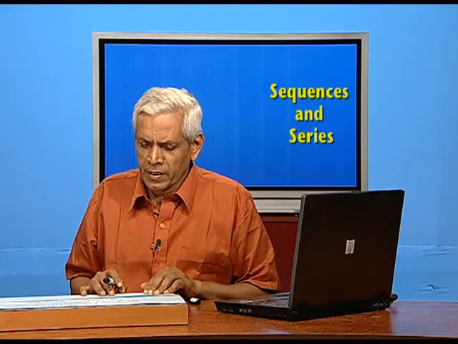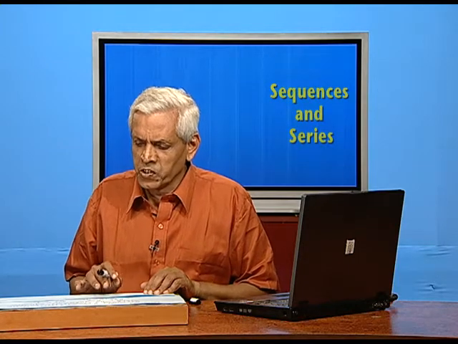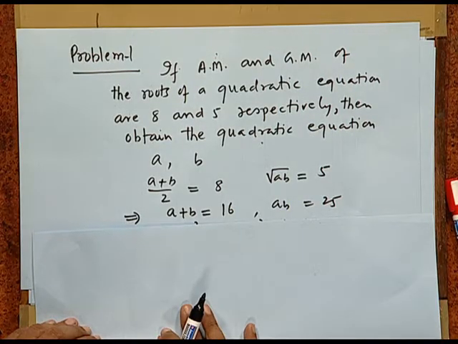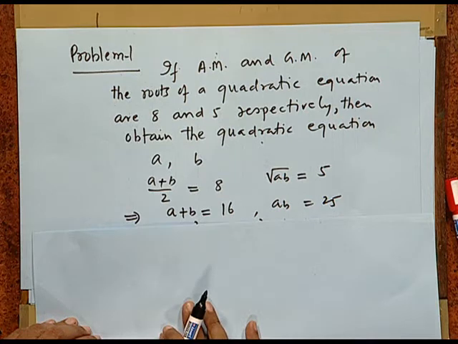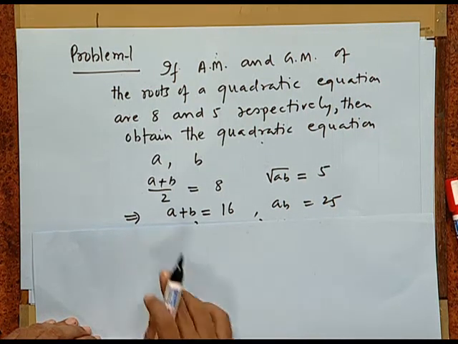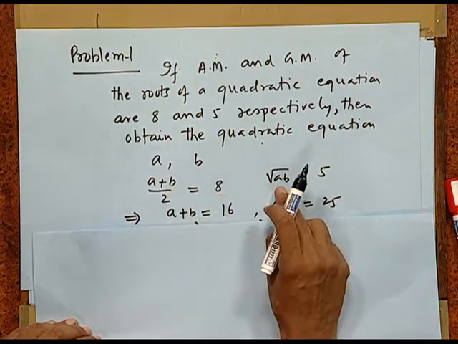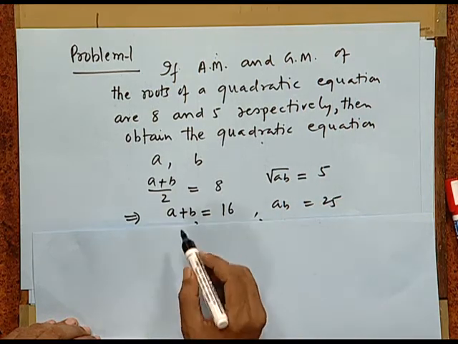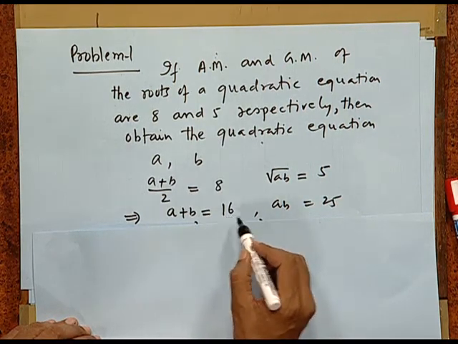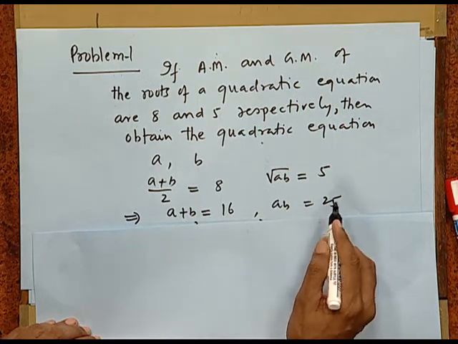Now, we have problem 1. If AM and GM of the roots of a quadratic equation are given to be 8 and 5 respectively, then obtain the quadratic equation. Suppose A and B are the two roots. We are given that (A plus B) by 2 is 8 and root AB is 5. So we have A plus B is 16 and AB is 25. Thus, we have the sum of the roots as well as their product.